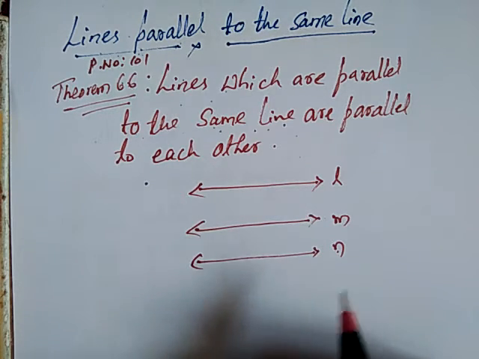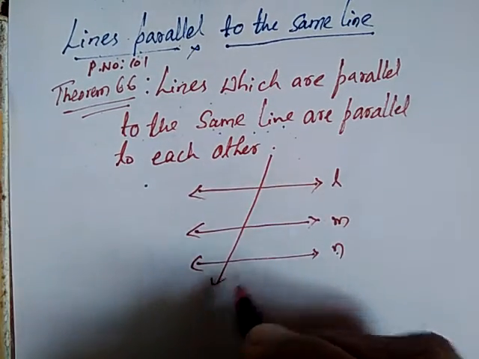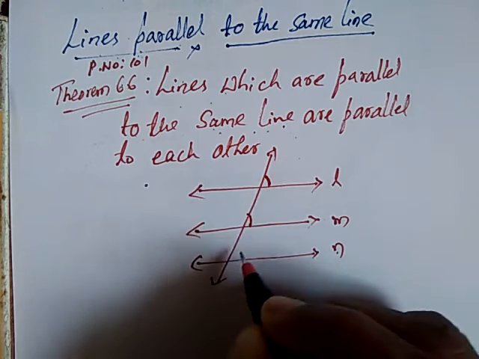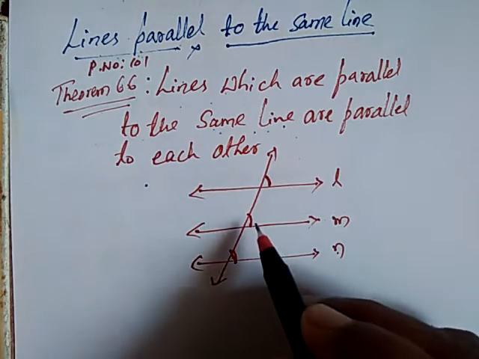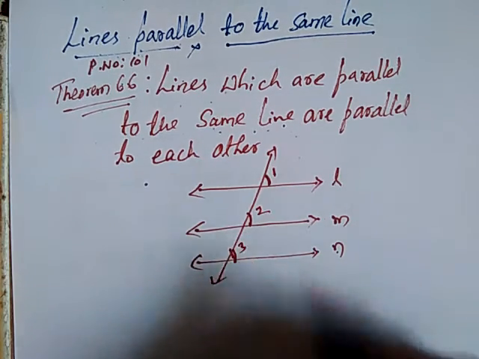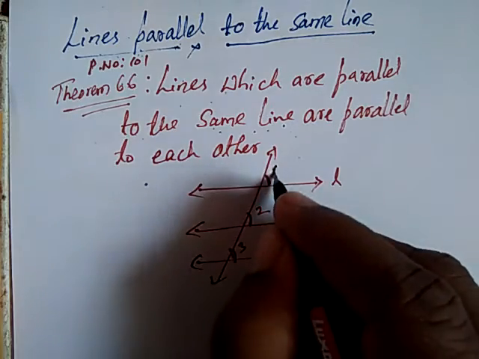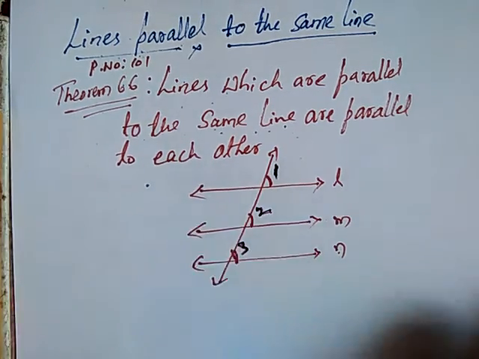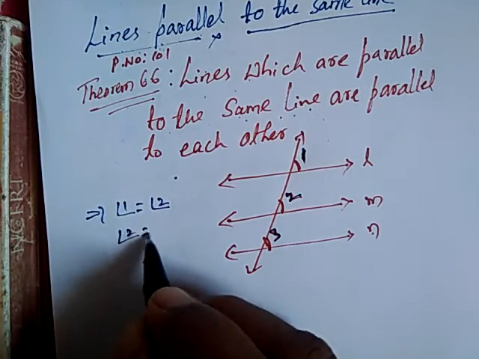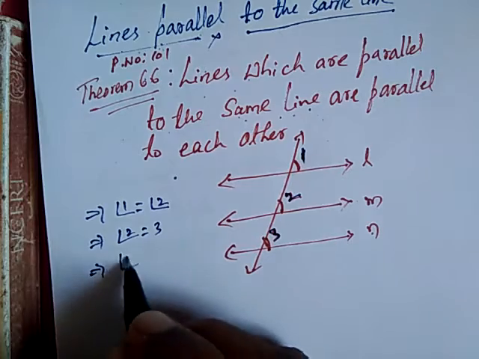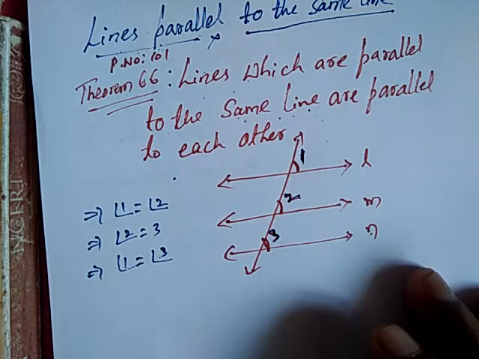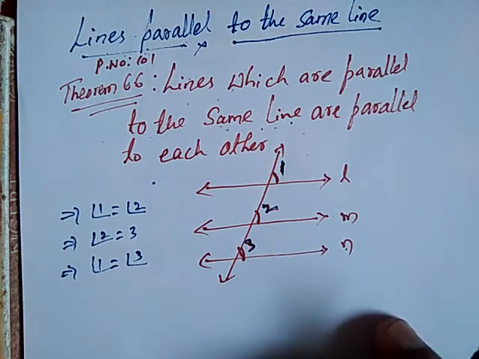If I draw the transversal like this, whatever angle is here will be equal to this one, and here also. If I write angles 1, 2, 3, you can say that angle 1 is equal to angle 2, angle 2 is equal to angle 3, and similarly angle 1 is equal to angle 3 also. So lines which are parallel to the same line are parallel to each other. This is what we have to remember.